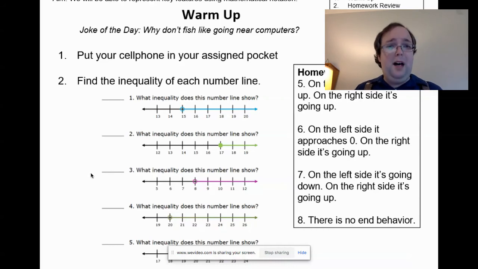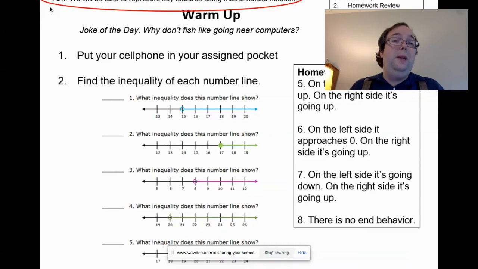Speaking of the major math topic, you'll see that I have an aim at the very top. I always have an aim that tells the students what we're doing today. Mathematical notation: one of the ways to represent things on graphs is with inequalities. I also always like to have my agenda here, which lists out how my class is structured.